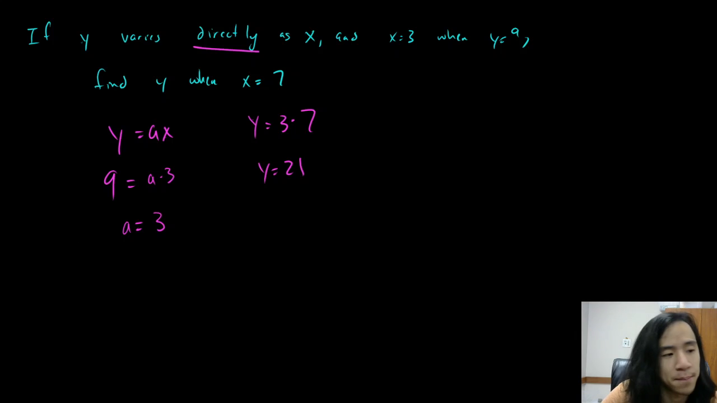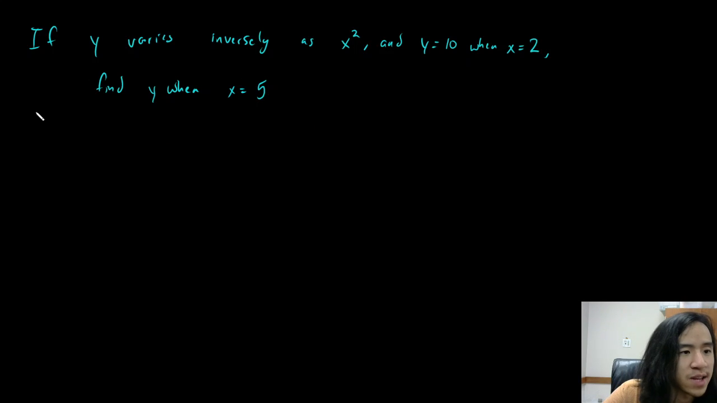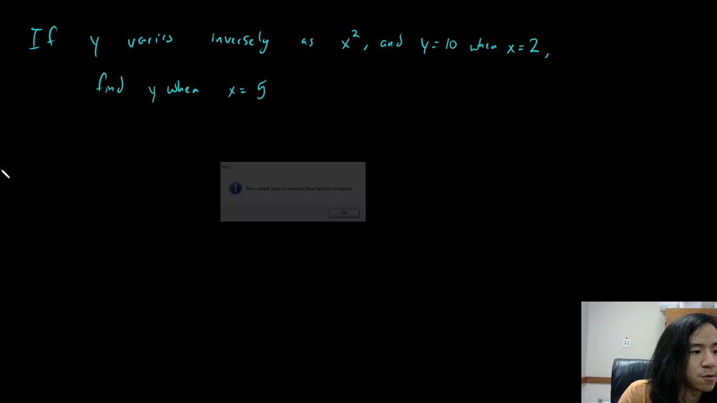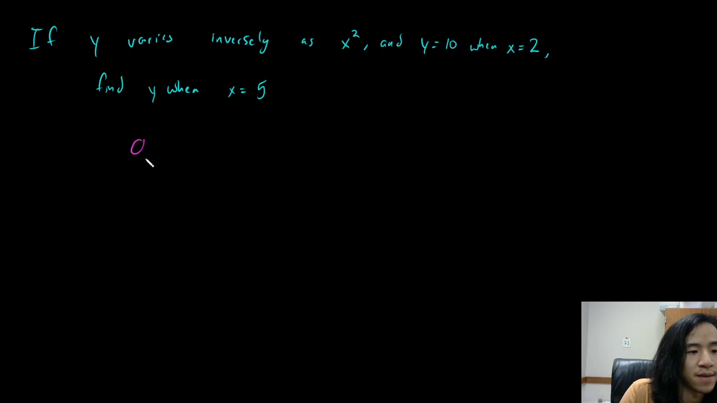And we have one more example here. This one's kind of the more spicy one. If y varies inversely as x squared, so it's not just x, it's actually x squared. So since it does vary inversely, we will have a is equal to x squared y. And y equals 10 when x equals 2. So let's go ahead and see what that is. Let's see, so a is going to equal 2 squared times 10, which is equal to 40.